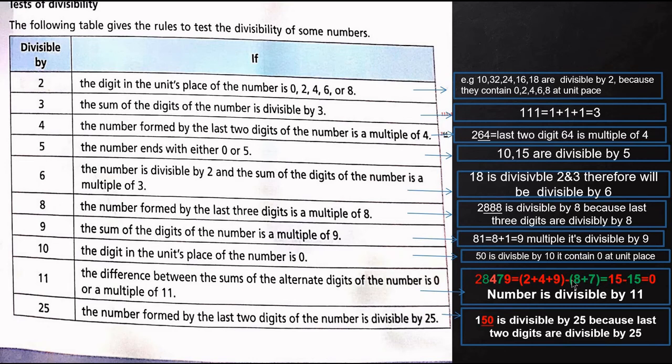We subtract these numbers from these numbers. This sum is 15 and this sum is also 15. Then we subtract 15 from 15. We will get 0. Therefore, this is divisible by 11.